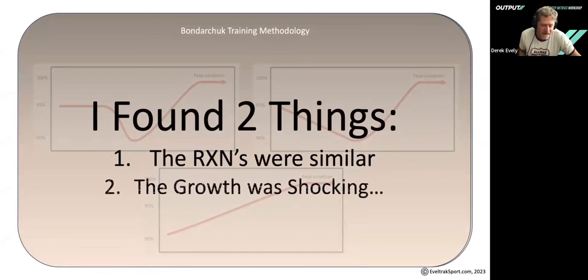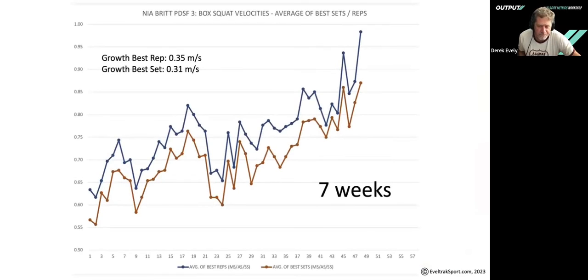So the second thing I found with this is the growth was shocking. Some of these things, it's crazy the growth that we can typically get in a short period of time. Okay, now here's one again from Nia. This is from last year, and in this particular cycle, she PB'd by almost, I think, 8 meters in her first meet in the hammer throw.